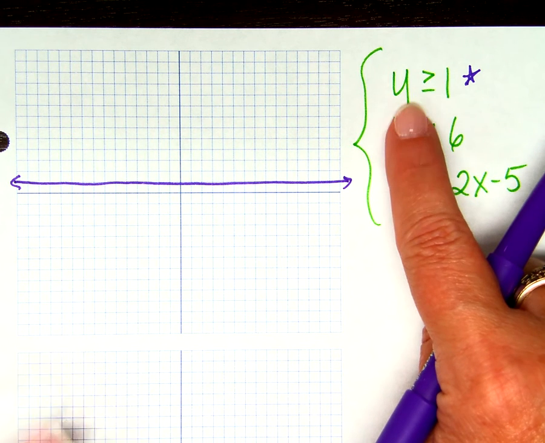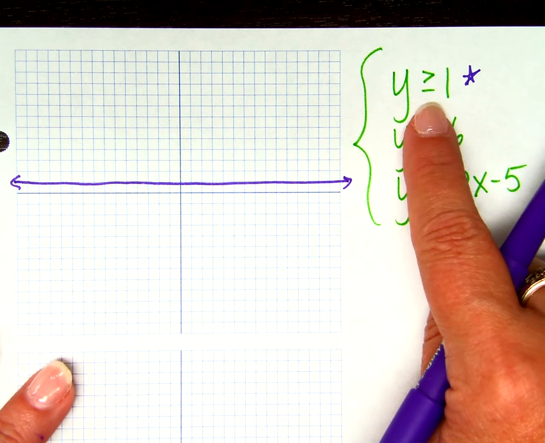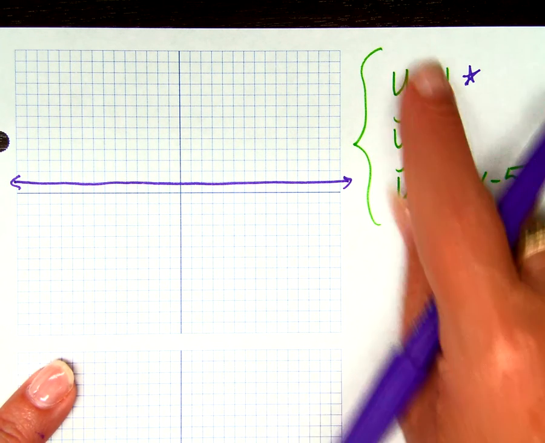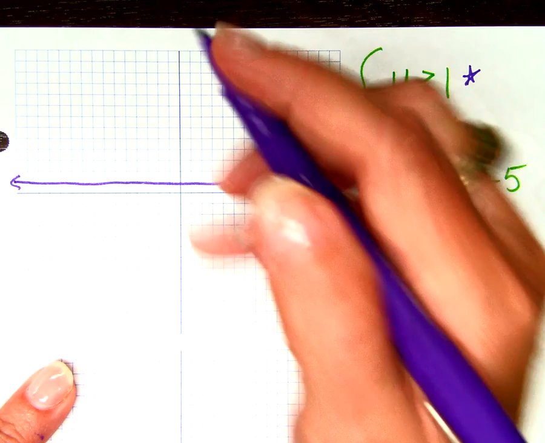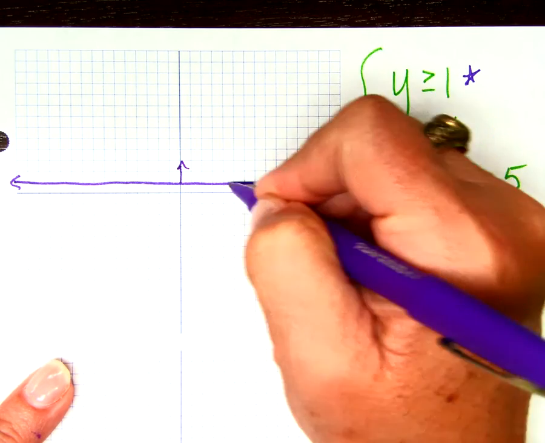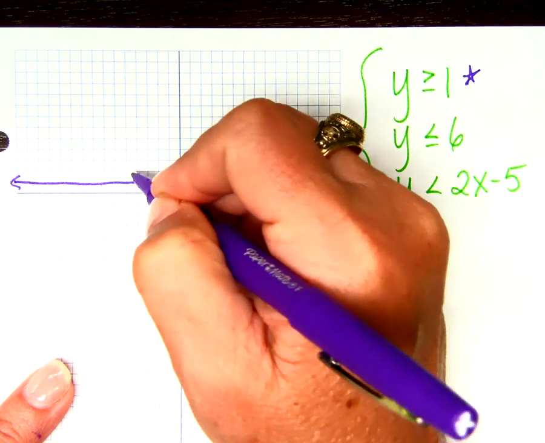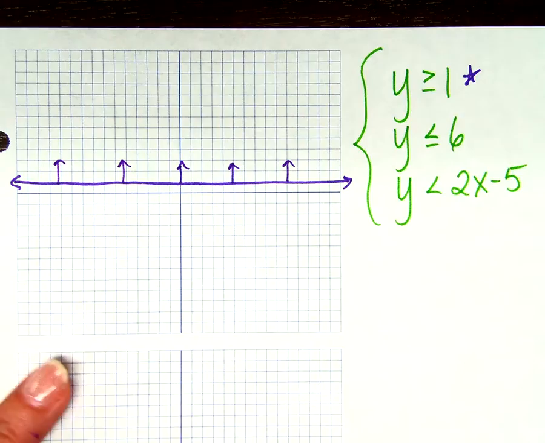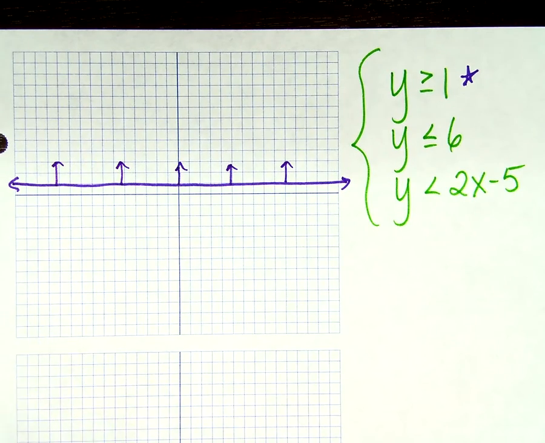Where is the y values greater than or equal to 1? Oh, so above the line? So what I'm going to do is tell myself that I would shade above the line if it was time to shade. How am I going to know when it's time to shade? I've graphed all the lines, right? Then I'll know that it's time to shade.